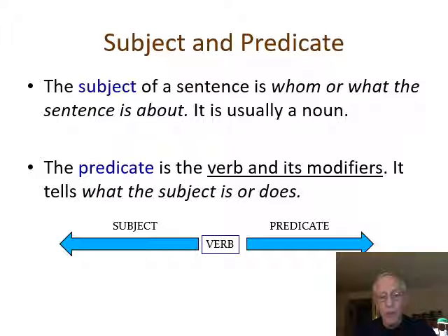The graphic here shows that the subject can be thought of as being in the front part of a sentence. Then comes the verb and its modifiers, and they together make up the predicate. The whole thing is one complete sentence.